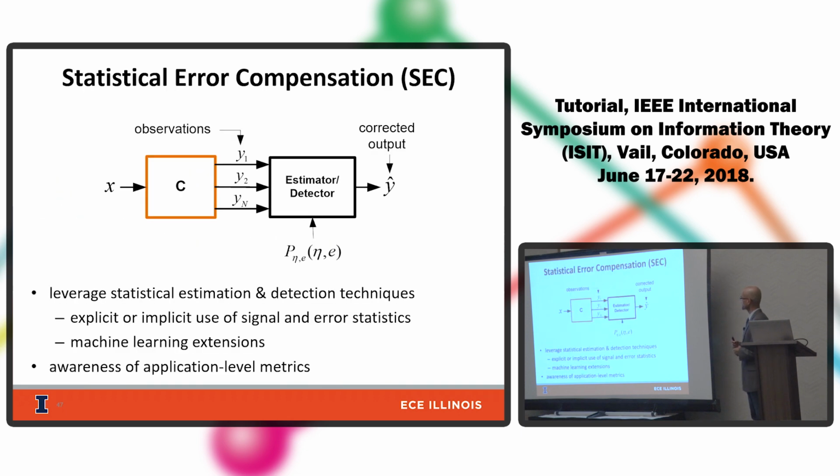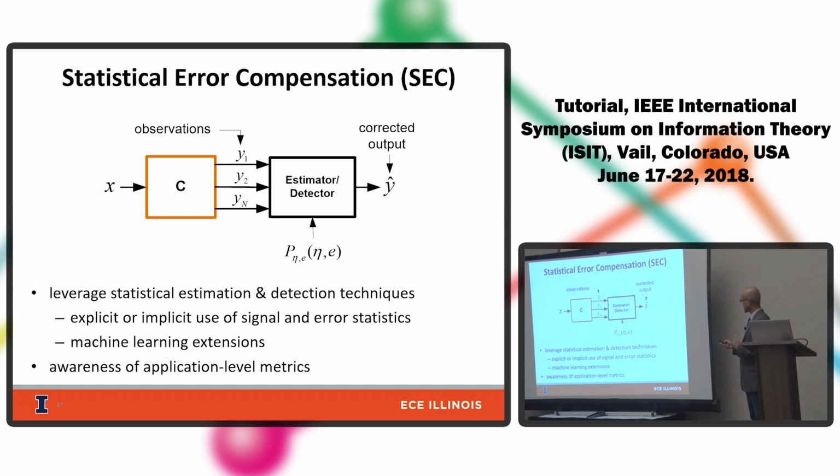Okay. So I'll start with statistical error compensation. This is work that came out of my group. In statistical error compensation, it's very close to how we build communication receivers. So in this approach, we design a compute unit, block C, which is supposedly, let's say 90%, 95% of the total complexity of the system, and then we reserve maybe 5 to 10% in an estimator and detector that is then trying to compensate for that error.